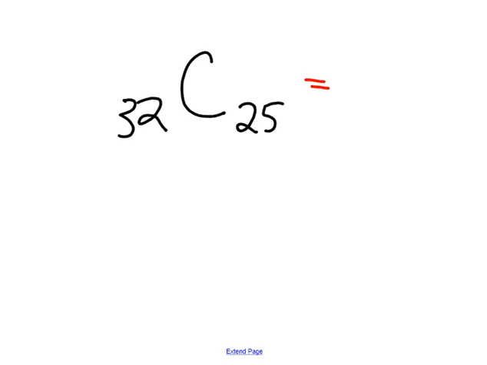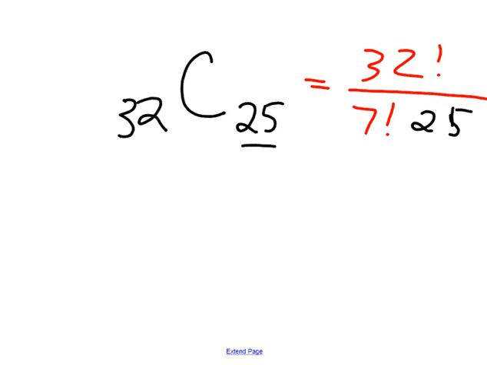and if this was a P, you would have said, what goes on top? 32, and then what's 32 minus 25? What's that? 7. So it's very similar to that. But C, there's one more of these. Do you get what I said there? C, there's another one of those. There's an extra 25 factorial on the bottom.